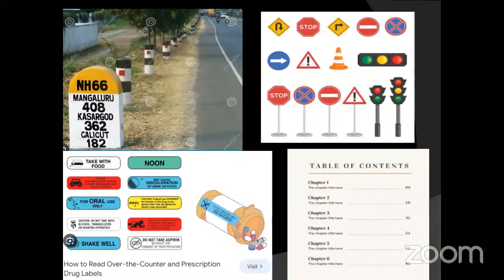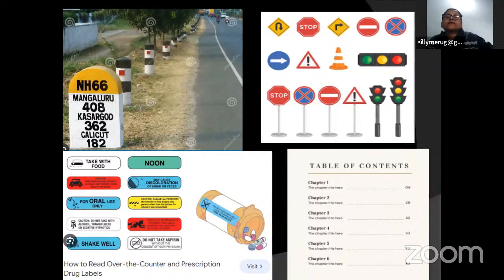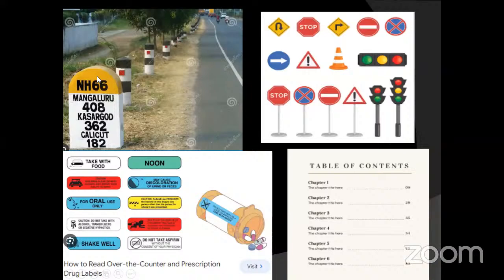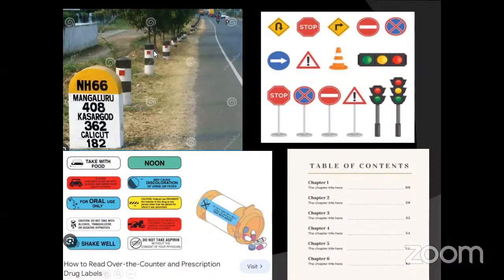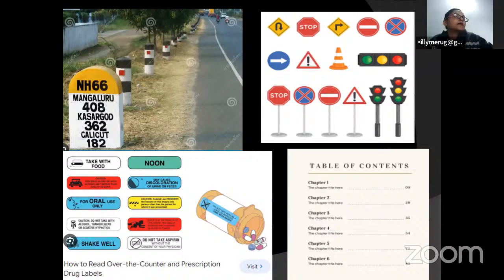Okay. The next highway sign says it is NH66, a National Highway. It is going to Mangaluru, and below that it is displaying the kilometers, 408 kilometers, right? Then Kasaragod is 362. So it's giving you the instructions, how many kilometers are there, okay?